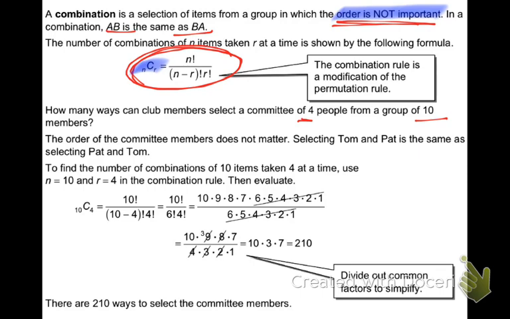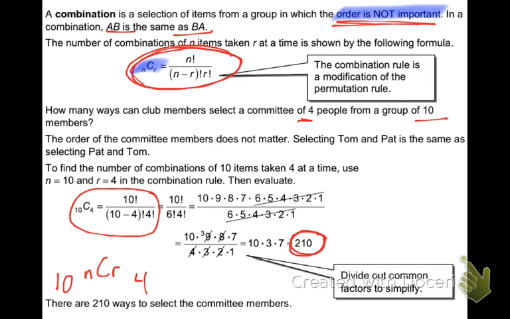To find the number of combinations of 10 items taken 4 at a time, use n equals 10 and r equals 4. So they plugged into the formula here. On your calculator, you'd use 10, hit the nCr button, and then 4. Then you should come out with 210 different combinations. And again, why is this combinations? Because the order does not matter.